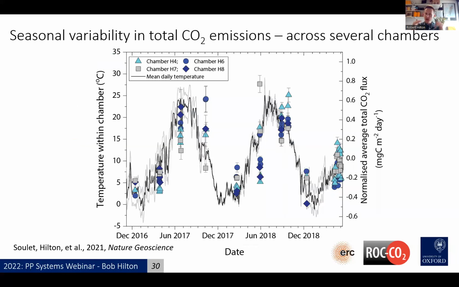But if we normalize all of the chambers, so that means we look at them relative to each other, this is 4 chambers where we've normalized, in this instance, to the mean. You can see that they all collapse onto one another. So they all have slightly different absolute fluxes, but their relative fluxes are all swinging with the seasons by the same amount.